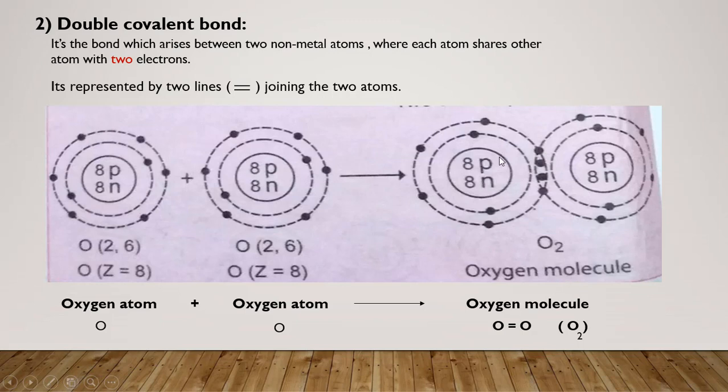We have here the first one contains 1, 2, 3, 4, 5, 6, 7, 8. So this atom is completely filled. And we have here 1, 2, 3, 4, 5, 6, 7, 8. And the second one is completely filled. So here the oxygen molecule contains double covalent bond. Why? Because each oxygen atom shares the other one with 2 electrons. And it's described by 2 lines joining the 2 atoms.